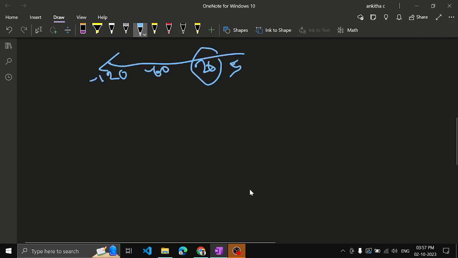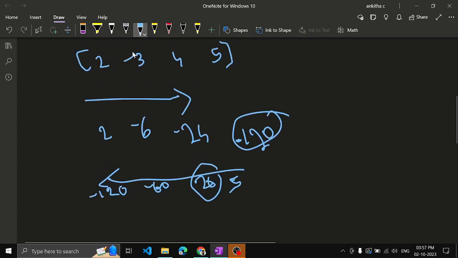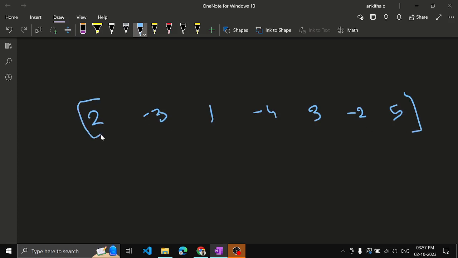So let's say we have an array, and this time with more negatives. Let's say 2, minus 3, 1, minus 4, 3, minus 2, 5. In this array you can see three negatives are present. If we eliminate one of the negative integers, let's say minus 2, which is the minimum one, then the remaining parts on either side will fetch you the maximum product.